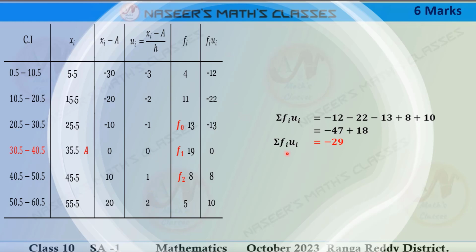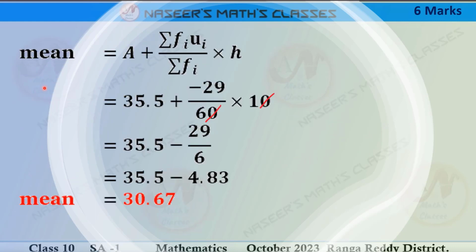Now we have to find the summation of fu. We write it as minus 12, minus 22, minus 13, plus 0, plus 5, plus 10, then we get minus 47 plus 18. After simplifying, we get the summation of fu as minus 29.